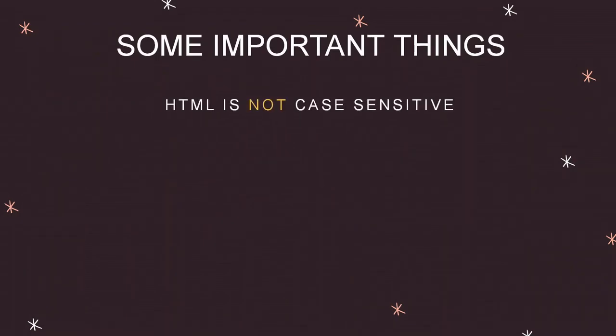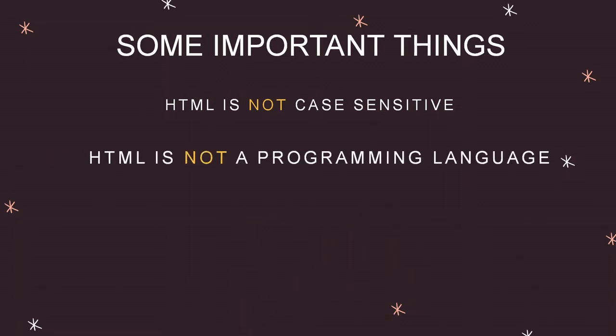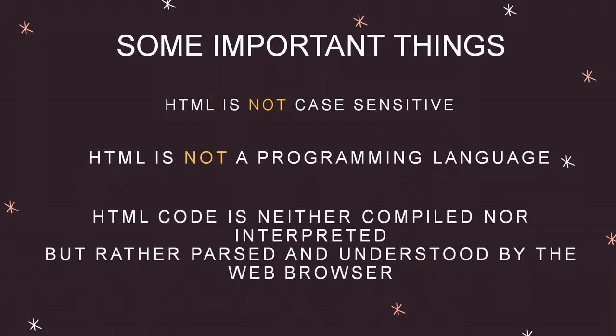Let me give you some important information regarding HTML. Point number 1. HTML is not a case-sensitive language, which means smaller and capital text written in HTML are considered identical. For example, we can use capital P instead of small p to refer to the p tag. Point number 2. HTML is not a programming language, but a markup language. A programming language is one which uses some business logic inside to give output. On the other hand, we can't use HTML to write business logic for our web pages. Point number 3. Since HTML is not a programming language, the HTML code is neither compiled nor interpreted. Rather, the HTML code is parsed and understood by the web browser.